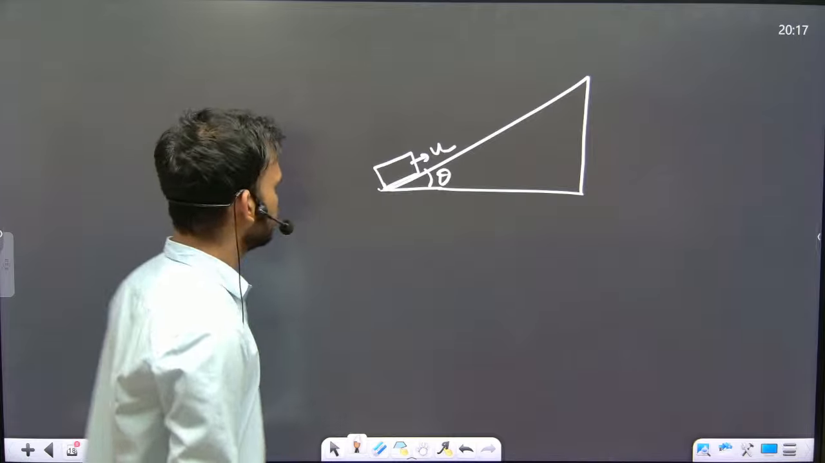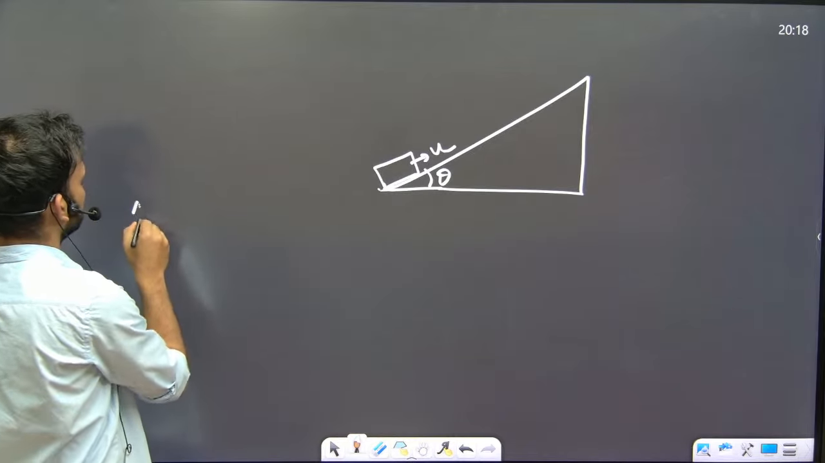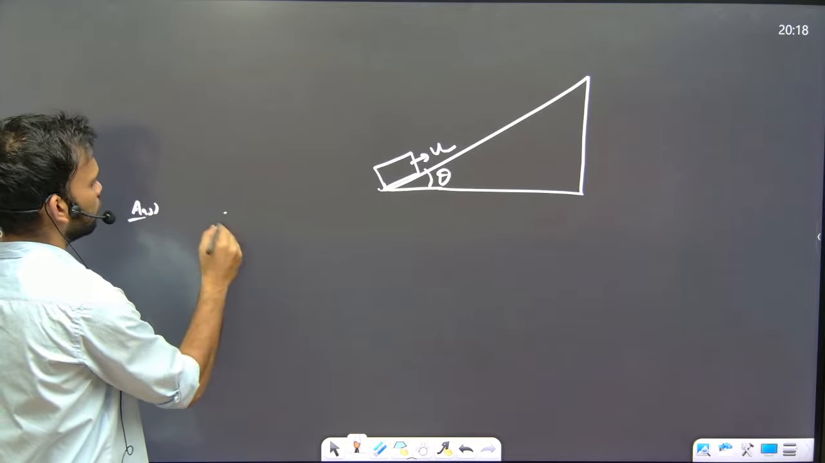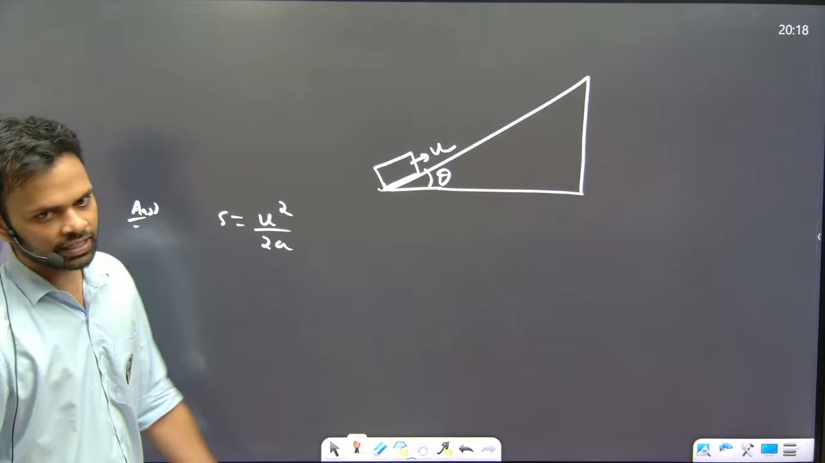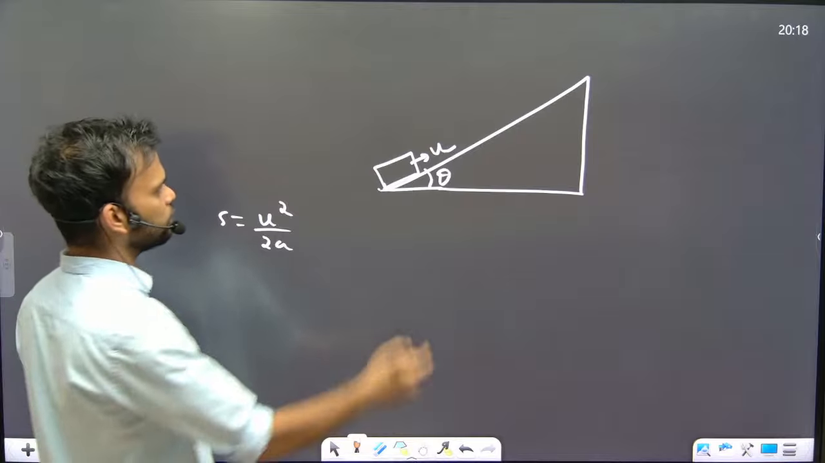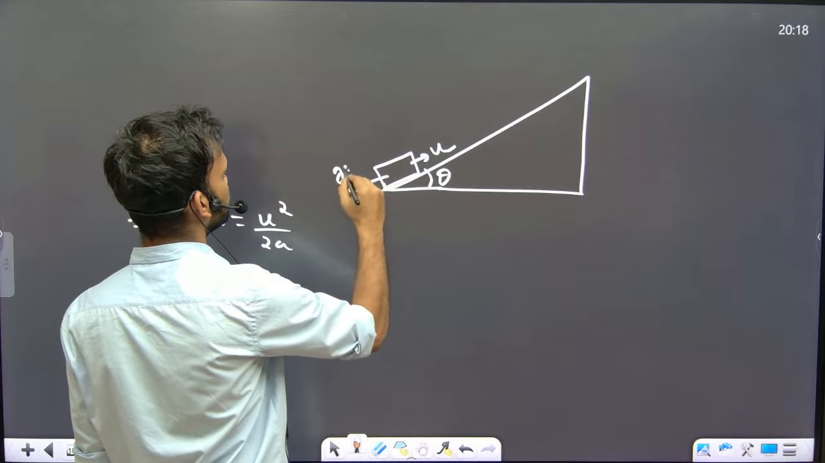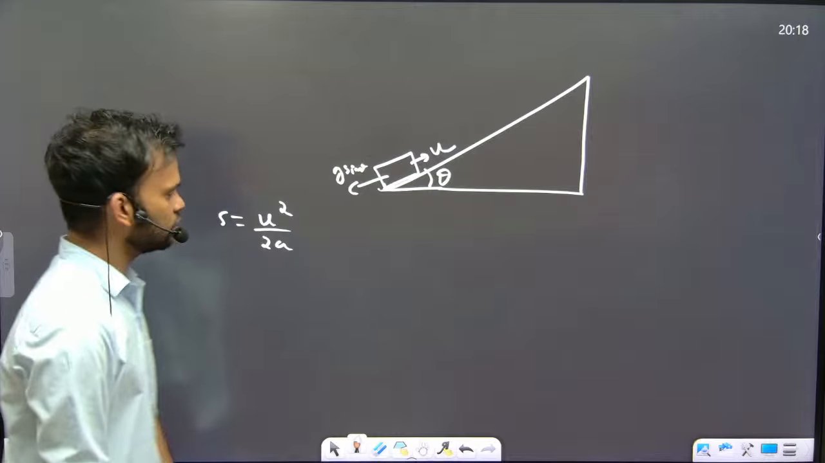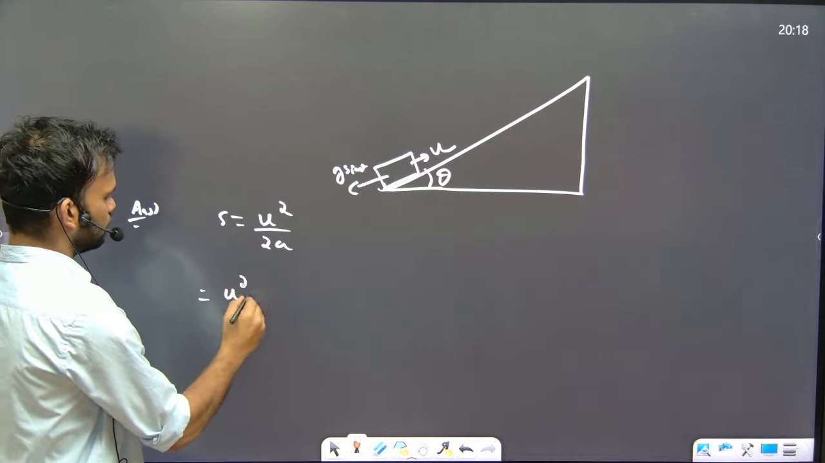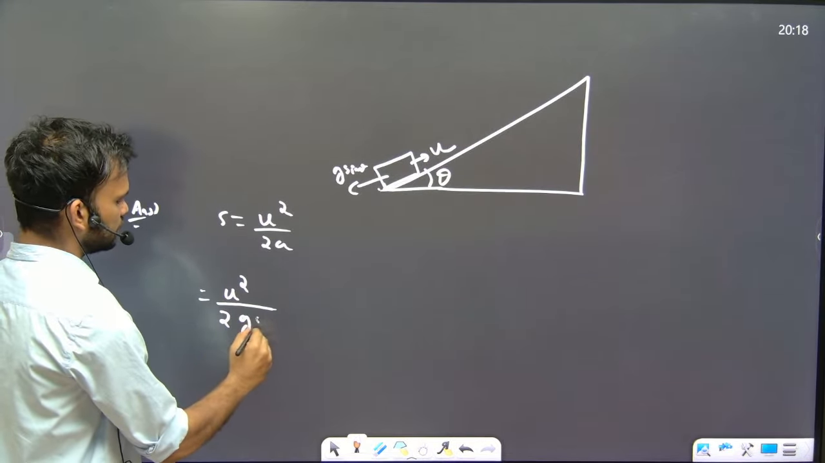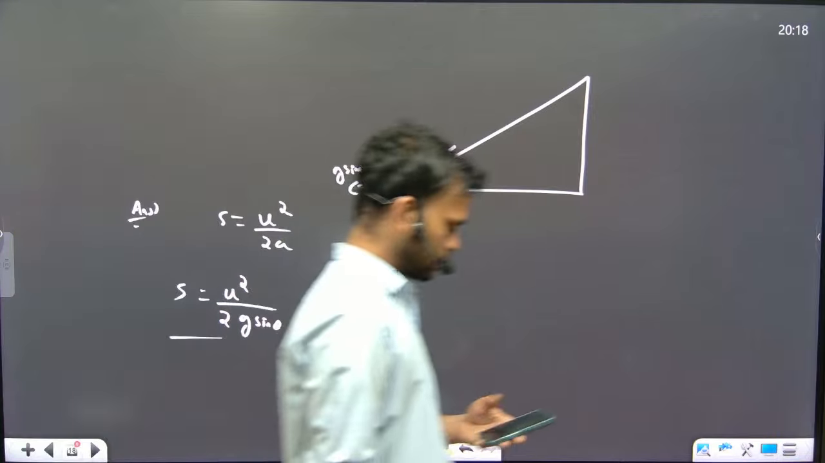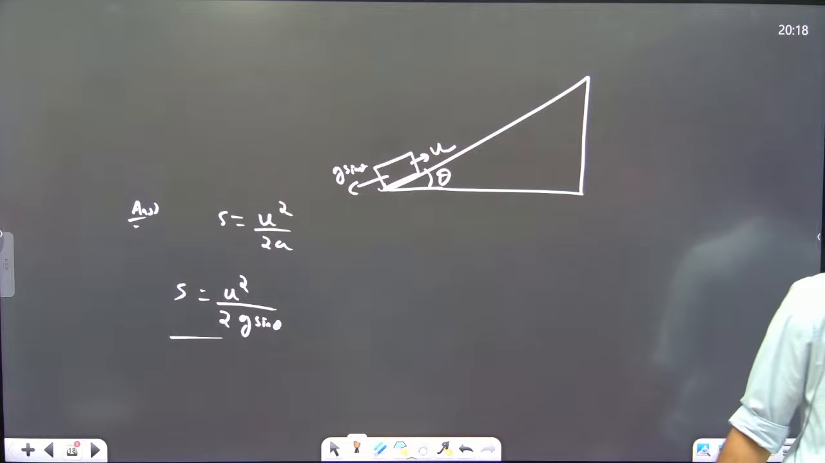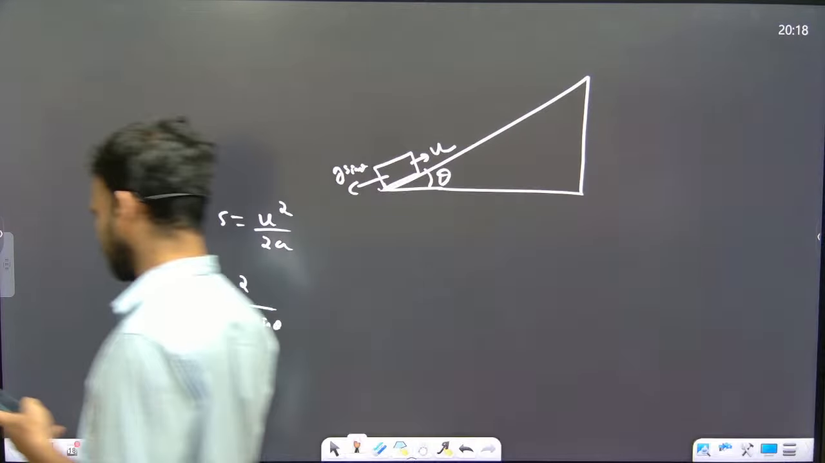Stopping distance. Stopping distance formula, if you apply directly, what is stopping distance? s is equal to u square by 2a. So a is what? Deceleration. So what is the deceleration of the block? For this block, deceleration is g sin theta. That's it. So the stopping distance will be u square by 2 into g sin theta. Easiest question, right? Next one is from magnetism.